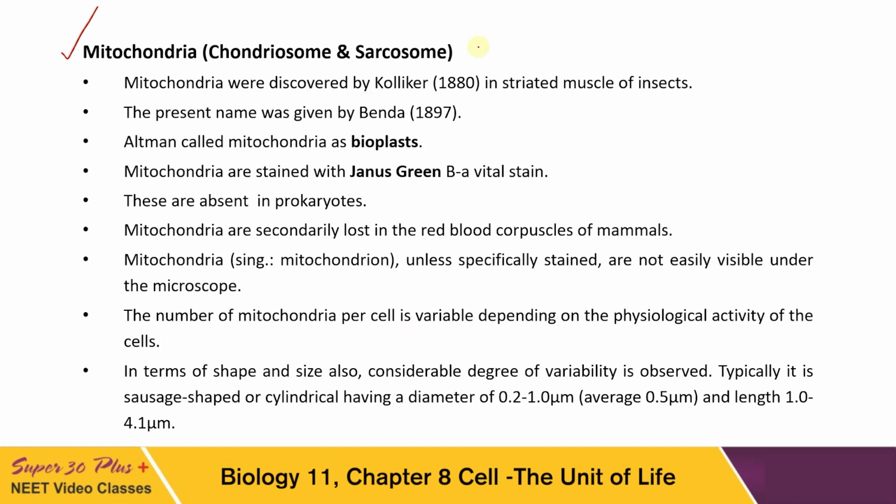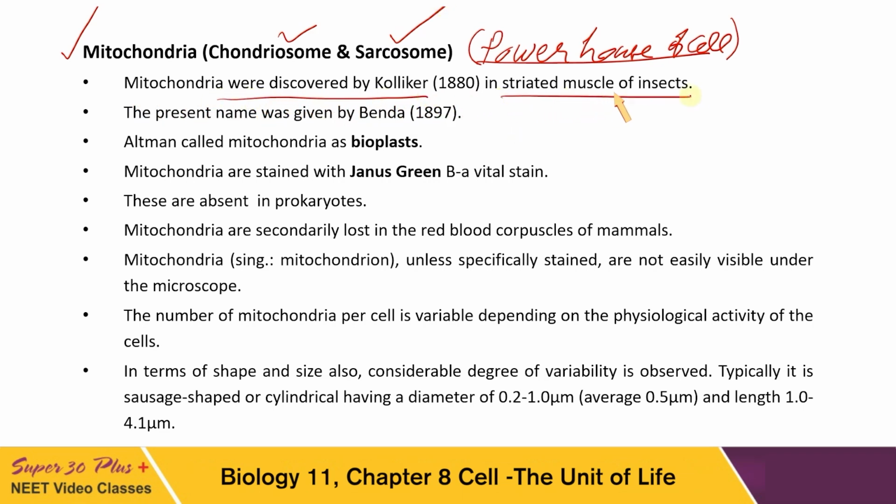You all know, in earlier classes you have seen, mitochondria is called the powerhouse of the cell, because the energy required by the cell will be generated here. Mitochondria are also known as chondriosome or sarcosome. Mitochondria were discovered by Kolliker in striated muscles of insects. You have to remember it. The present name was given by Benda. Benda called these mitochondria. Altman called these bioplasm. Sometimes questions related to this also come in examination.